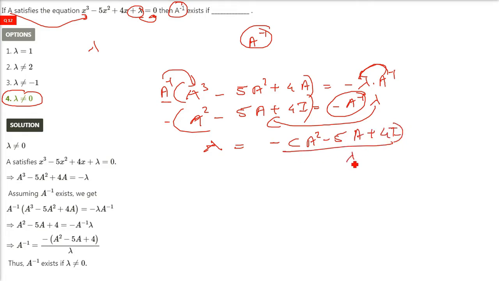Now when we have an a by b condition, that is only possible when b is not equal to 0. Otherwise that division will not be defined. So lambda cannot be 0. A inverse only exists when lambda is not 0. Lambda should not be equal to 0. Okay. So lambda not equal to 0 is the answer.